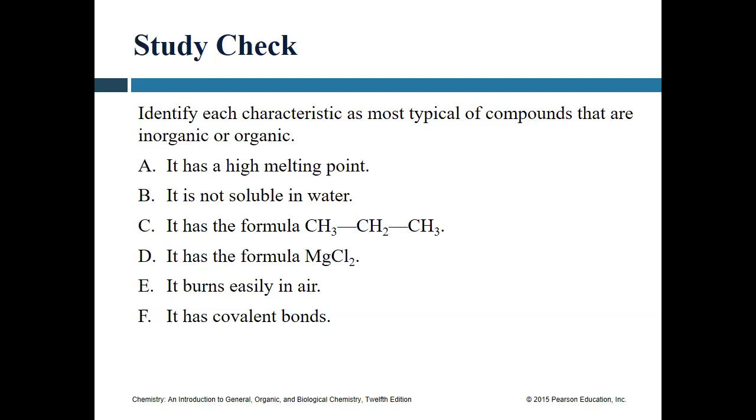So if we take a second here and evaluate, we can look at these properties and pretty quickly identify them into one of the categories of either organic or inorganic. If we know that something has a high melting point, that means that it's usually a solid. What kinds of compounds are usually solids? These would be the inorganics. The kinds of things that are not soluble in water, that don't dissolve, those would be the organics. If I see a formula with just carbons and hydrogens, that should be a sign that I'm talking about an organic compound. If I see combinations of metals and nonmetals, I know that's ionic, and ionic compounds are inorganic.